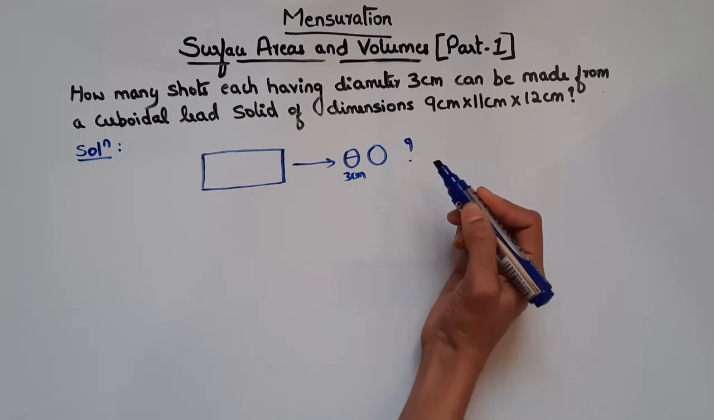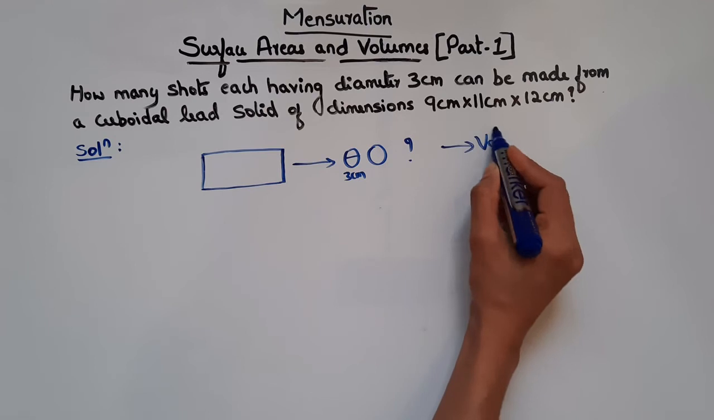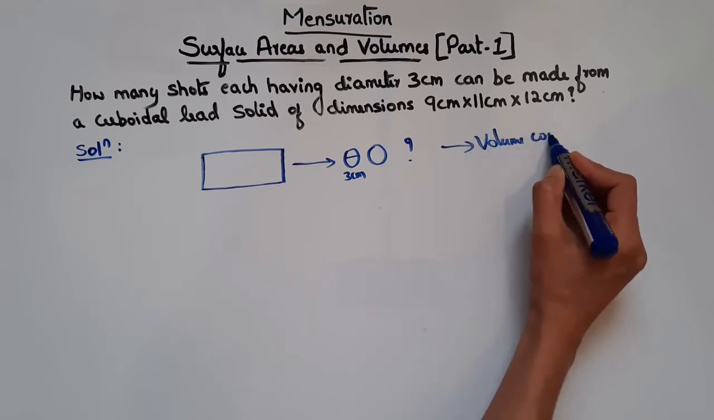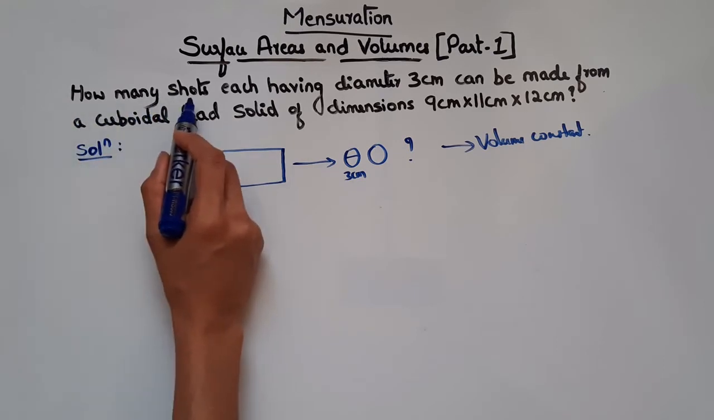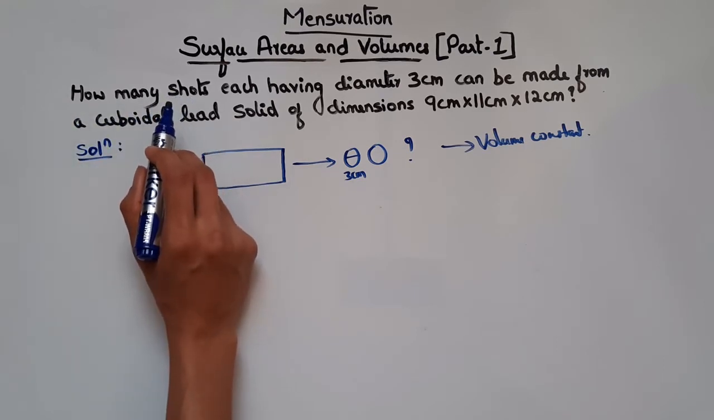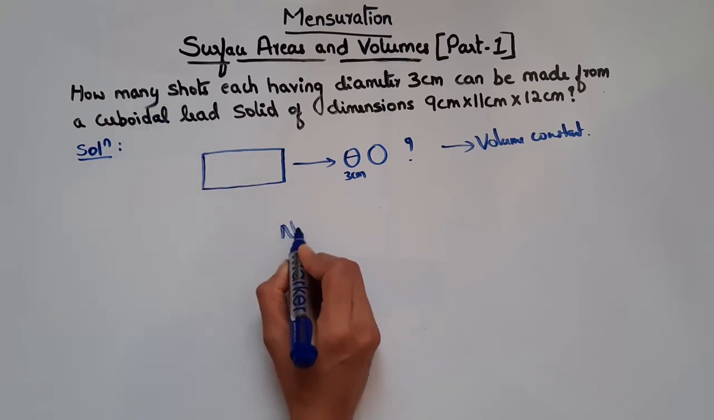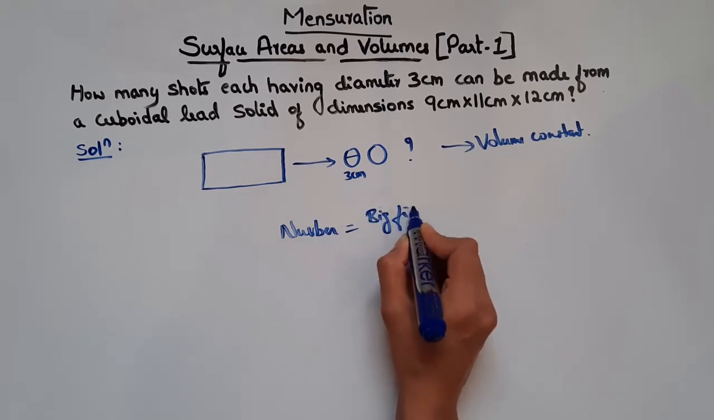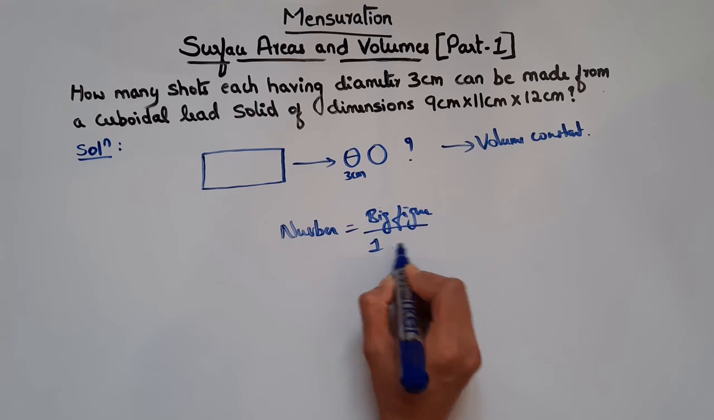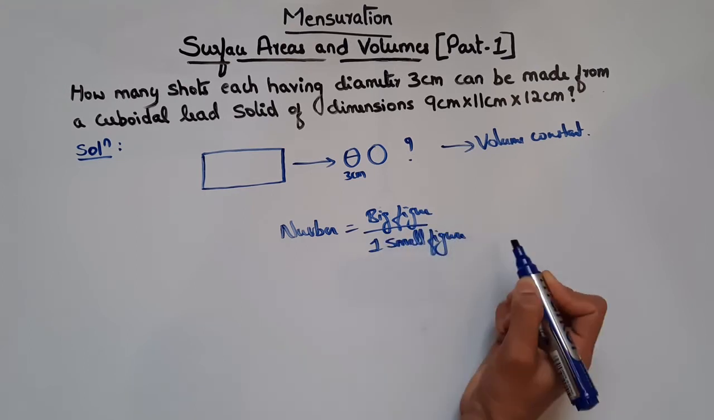So it is clear that it is a casting problem, right? As I said, in a casting problem, volume remains constant. So we know volume is constant. Here they are asking how many shots, which means it's a number problem. We have to find how many, right? So in this type of problem, you have to remember one formula, that is, number is equal to big figure by one small figure. This you have to remember.